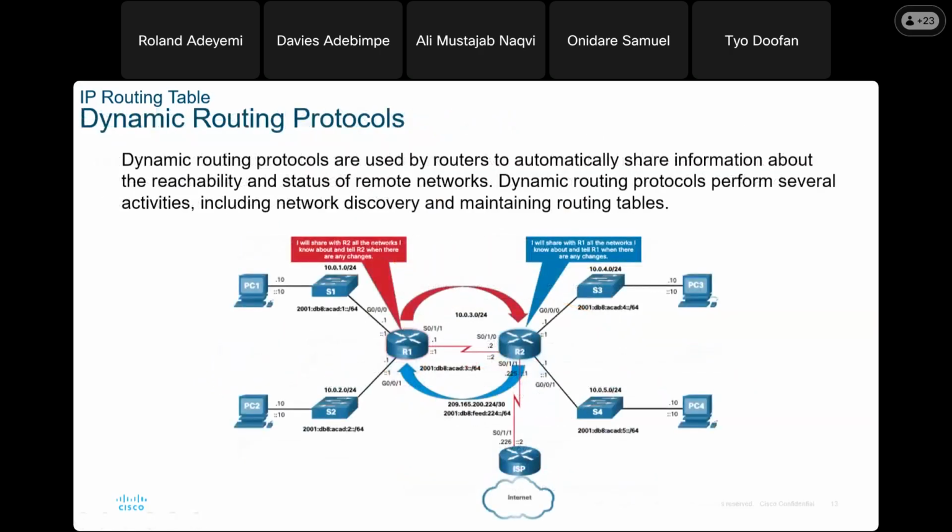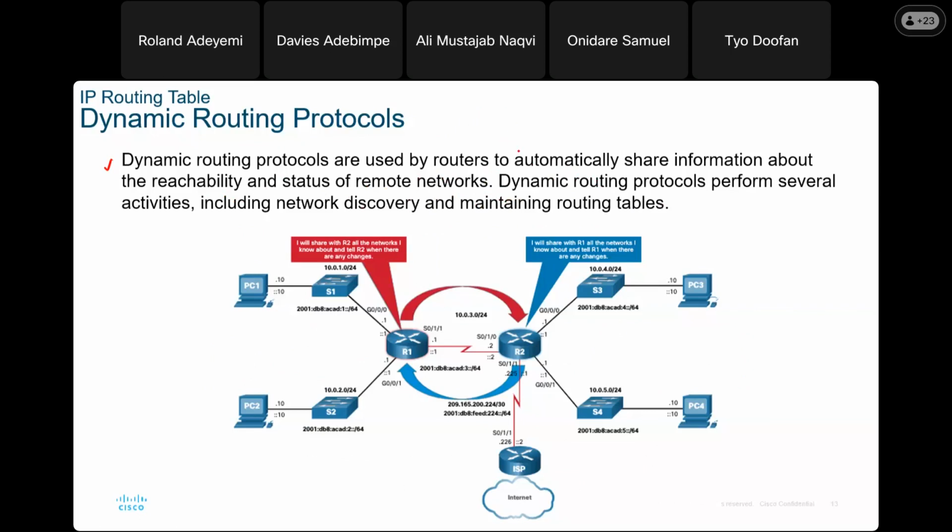So that is static route. What I just explained now is static route. What about dynamic routing protocol? Dynamic routing protocols are used by a router to automatically share information about the reachability and the status of remote networks. Even though we are still going to get involved briefly, we're going to set it up, but we'll leave the rest to the routers to continue from there. And that we are going to do when we start CCNA 3, not in CCNA 2.